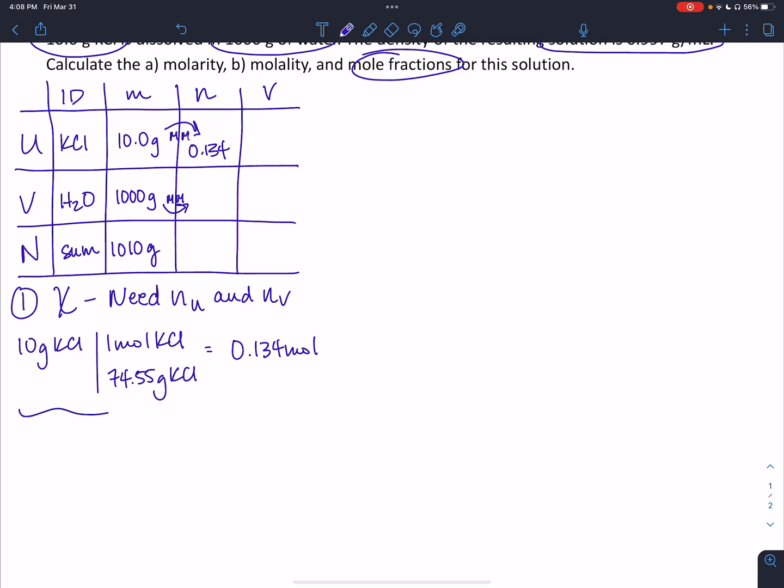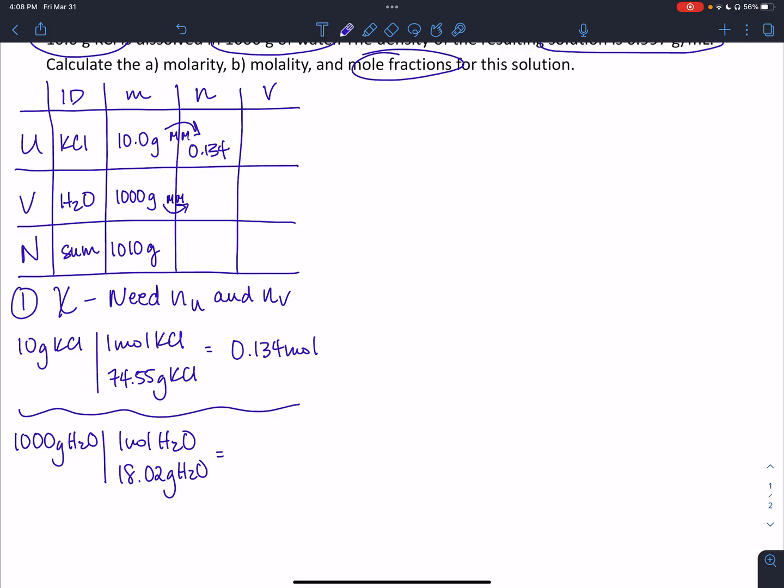Now I'm going to do water. So I have 1,000 grams of H2O, and I know that 1 mole of H2O has a molar mass of 18.02. I do my division and I find that I have 55.5 moles of H2O. So I'm going to put that up here, 55.5. Now the total moles is the sum of those two. So I'm going to add those two values together and I have a total of 55.63 moles. I'm going to put my units up here because I really should include units.